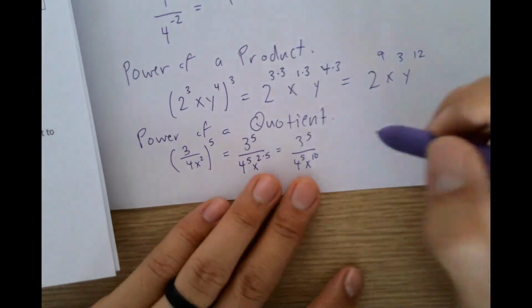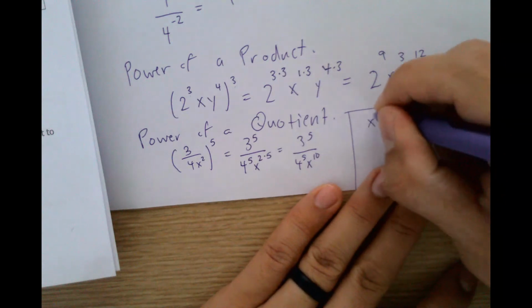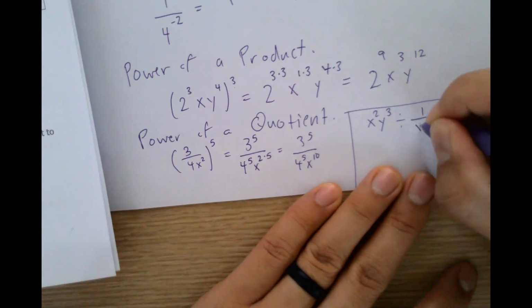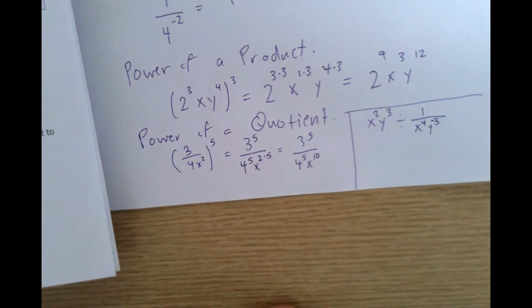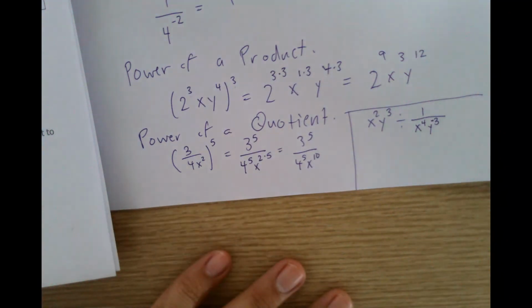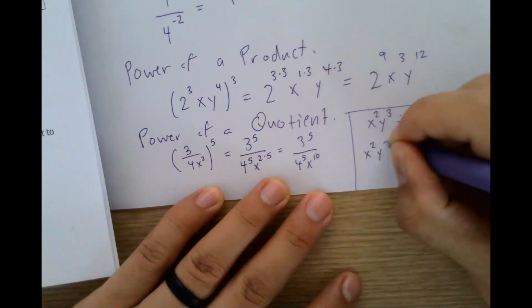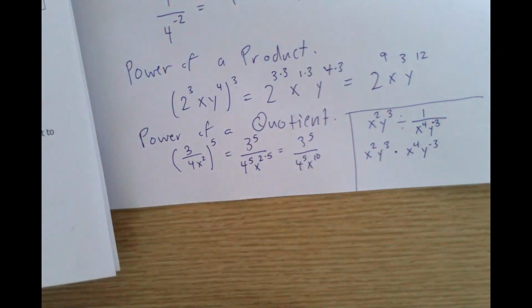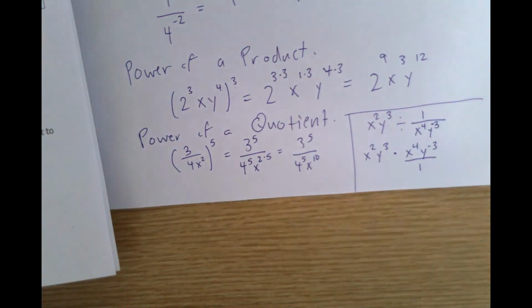Okay, one last thing I want to review is that if you have, let's say, x squared y to the third divided by 1 over x to the fourth y to the negative 3, let's make it more confusing. If you're dividing by something, you could always multiply by the reciprocal. What I mean by reciprocal is you just take the numbers and you flip them. So you could say that this is the same as x squared y to the third times x to the fourth y to the negative 3. Right? It's the same because it's technically this over 1.